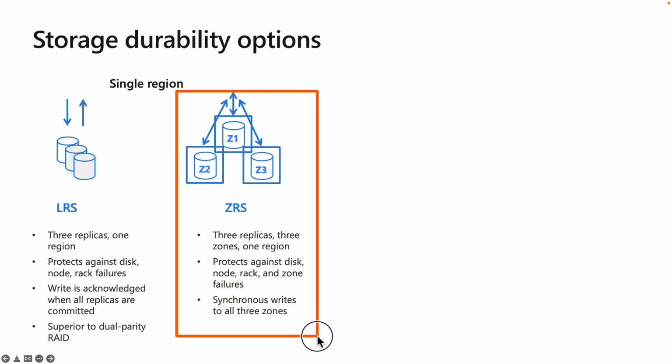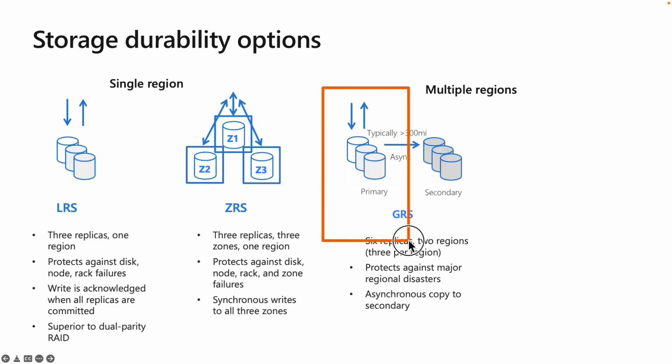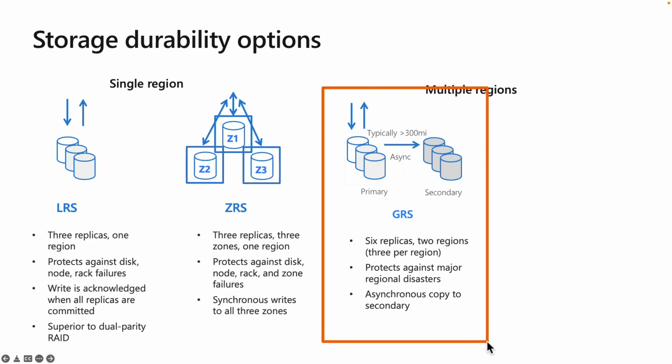The next one is ZRS or zone redundant storage. This replicates data synchronously across 3 storage clusters in a single region. Each storage cluster is physically separate from the others and is in its own availability zone. The third type is GRS. GRS is known as geo-redundant storage. This is designed to provide at least 99.99999999999999% durability of objects over a given year by replicating data to a secondary region that's hundreds of miles away from the primary region.